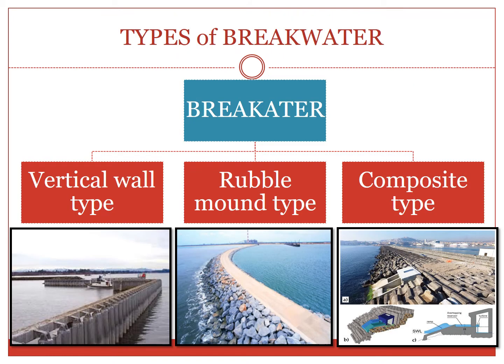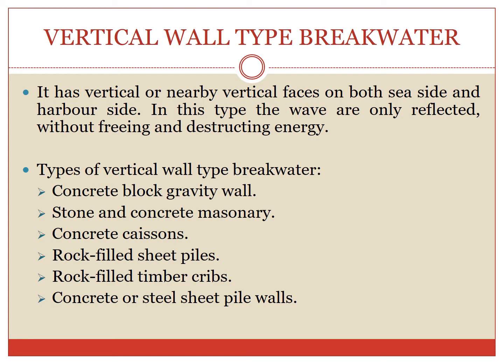So, types of breakwater. Breakwaters are divided into three types. As you can all see, first will be the vertical wall type, second the rubble mound type, third the composite type. Now moving across to the vertical type breakwater. It has vertical or nearly vertical faces on both sides, the sea side and the harbor side. In this type, the waves are only reflected without dissipating and destroying the energy.